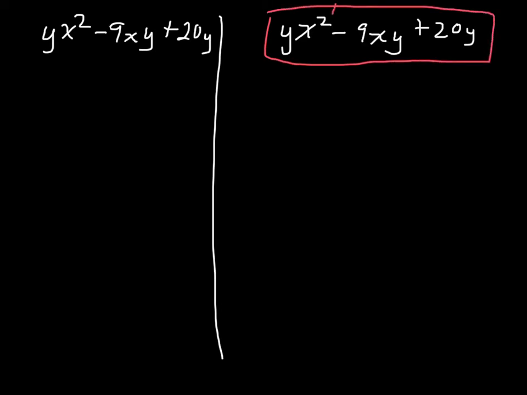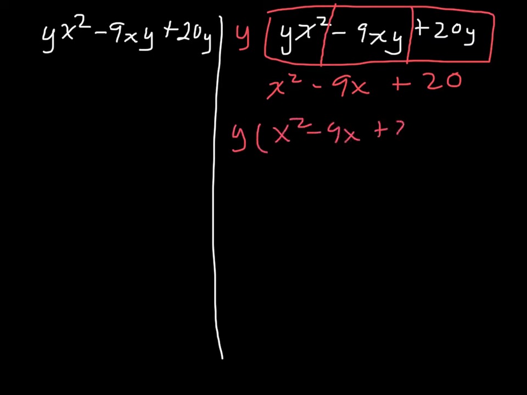And again, when I draw it, I make sure that the signs stay with the term behind it. And I'm looking for something that goes into all three of these that's in common. And what I notice is that I have a y here on all three of them. So y times x squared gives me x squared. Y times negative 9x gives me negative 9xy. And y times 20 gives me 20y. So now I have this, which is y times x squared minus 9x plus 20.